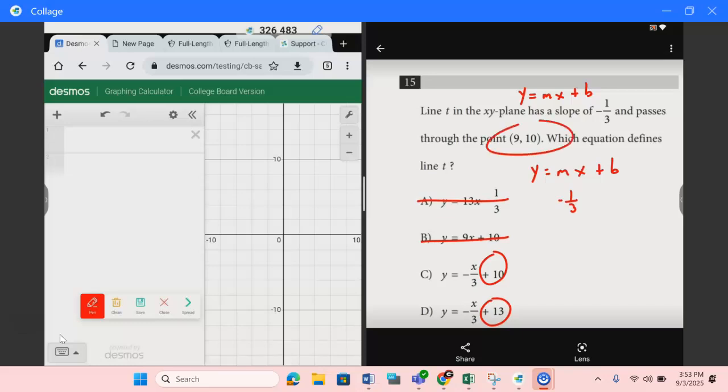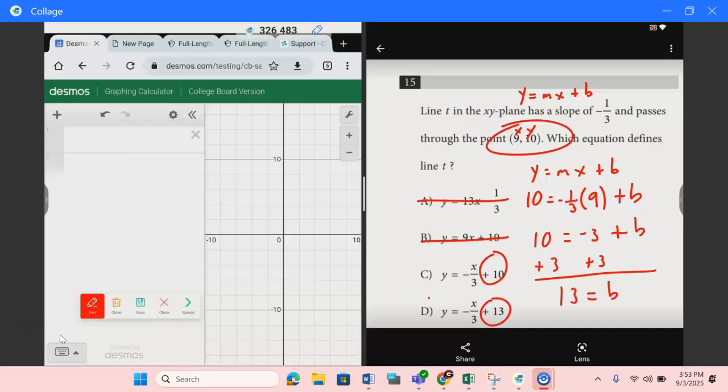So if you're given a point, then any given point is an (x, y) in the equation. So y is 10 and x is 9. Now we're just going to work this out. 10 is -3 plus b. We're going to add 3, and we see that our b value, which is our y-intercept, is 13. So the correct answer is D.